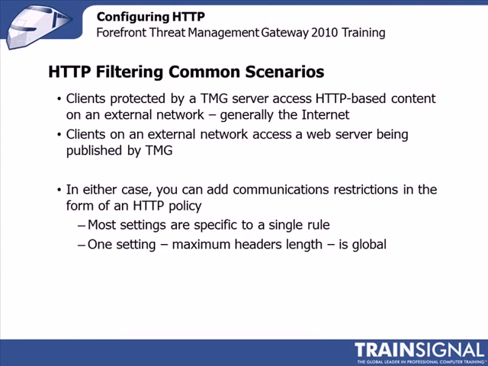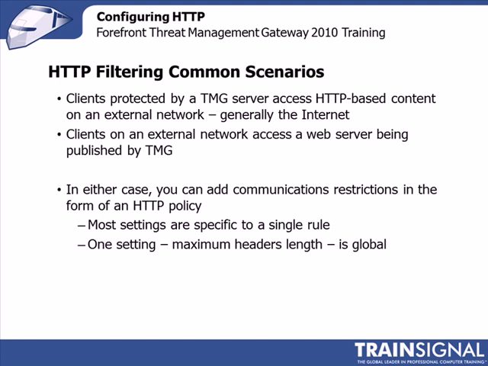So, what are some of the common scenarios under which you might use or configure HTTP filtering? You might have a client that's protected by a Threat Management Gateway server, for example, everything on the internal network, and these clients are accessing HTTP-based content on an external network, generally the internet. Or, you might have a client on an external network that's accessing a web server that's being published by Threat Management Gateway. In either case, you're going to have a rule that allows HTTP access to those resources. In either case as well, you can add communication restrictions in the form of an HTTP policy.